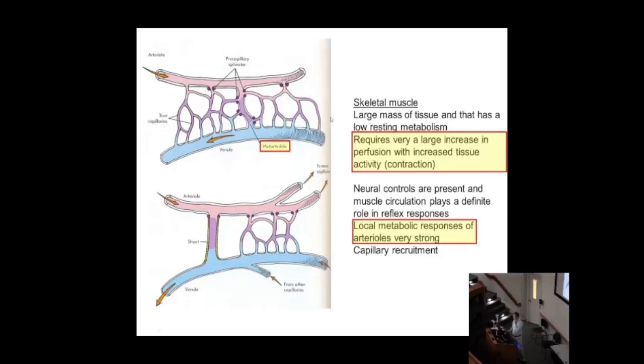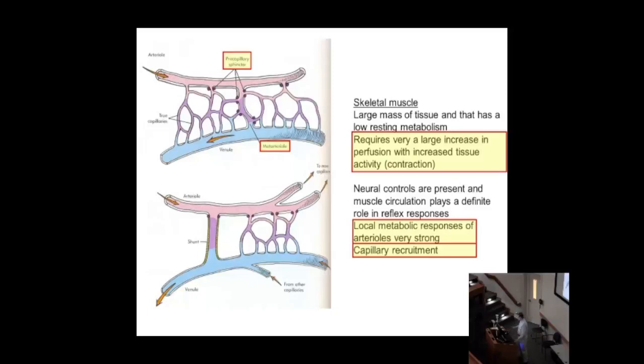What you have are these metarterioles that go between the arteries and the veins, and you have these precapillary sphincters everywhere. What happens is you dilate those sphincters and you open up capillaries that aren't usually open when there's a high oxygen demand. And so you get capillary recruitment.